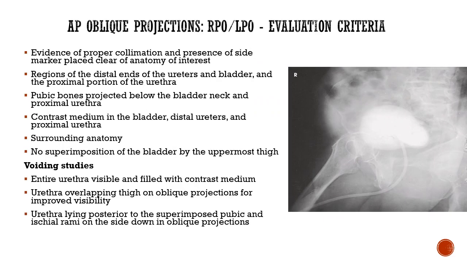And so with this, we're going to look at the bladder, the distal ureters, and the proximal urethra in the oblique position. And if we're looking at the voiding studies, we'll see the entire urethra visible and filled with contrast media. We're going to have the urethra overlapping the thigh on the oblique projections for improved visibility.